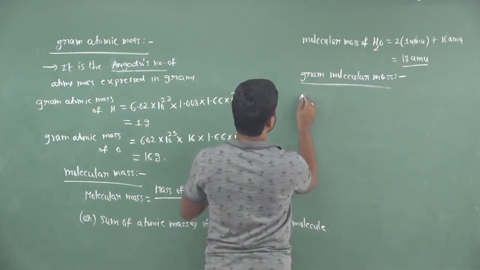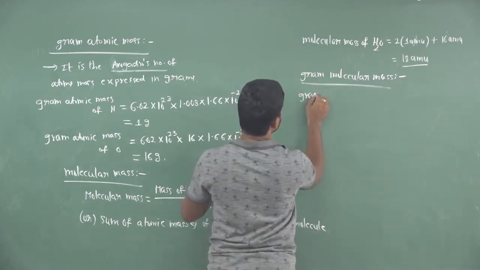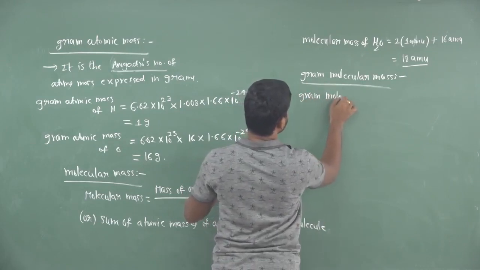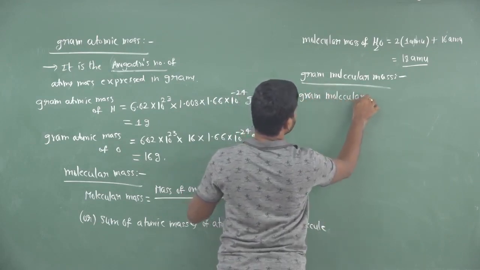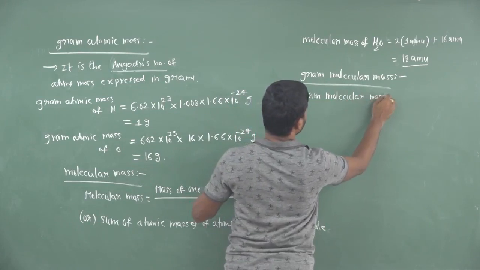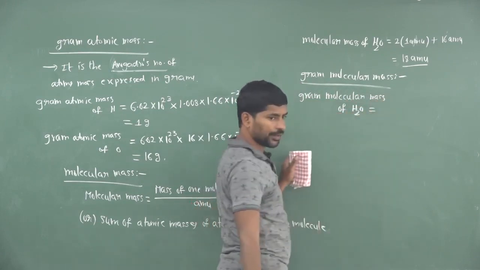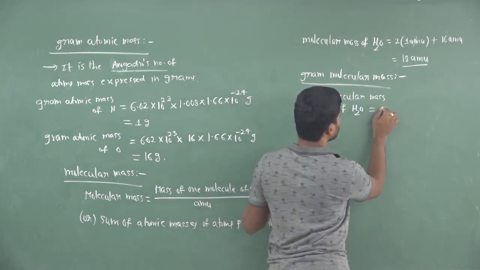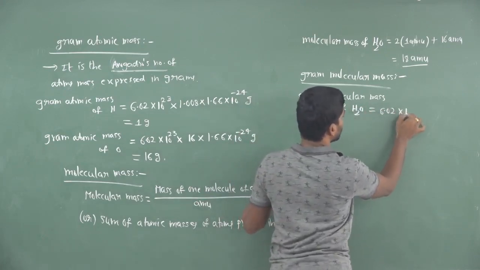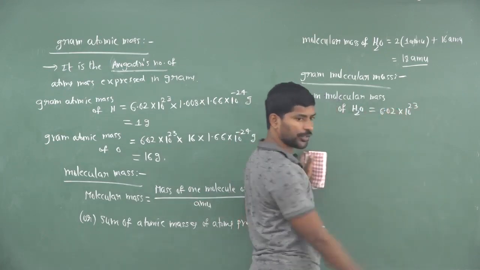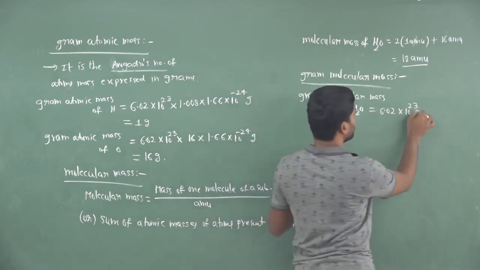Okay, for example, gram molecular mass of H2O. How many H2O molecules we have to take? Avogadro number of H2O molecules we have to take, 6.02 into 10 power 23.